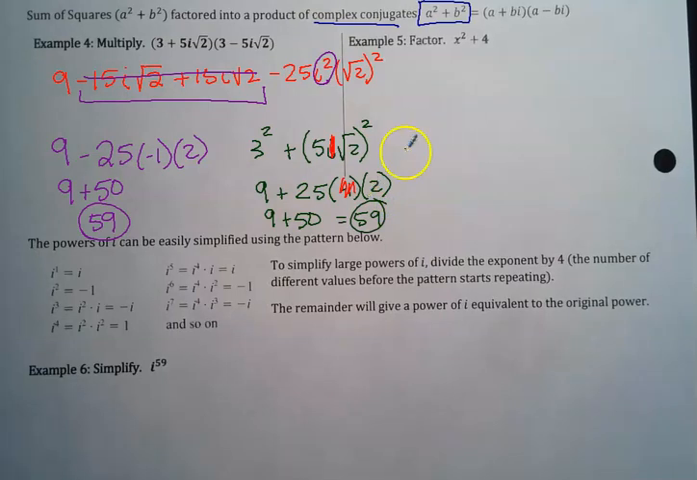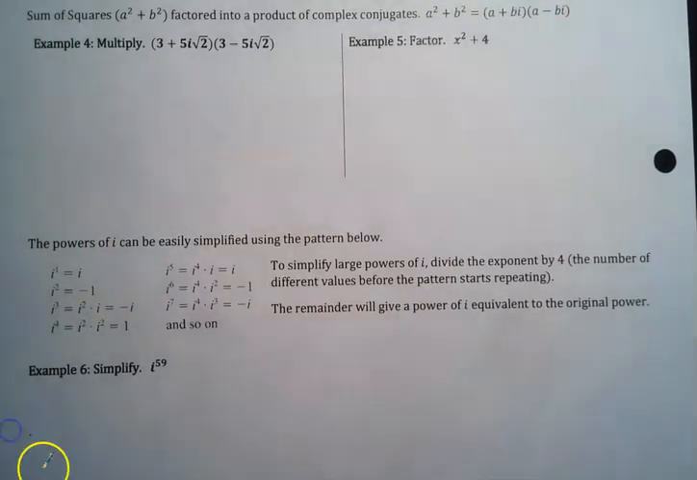All right, I'm going to have to erase a little bit there so I have some room to work my next one. So let's clear that. Okay, so let's look at example 5, where we're actually factoring this time. So we have x squared plus 4. Okay, so this is still a sum of squares, right? We see x is squared, 4 is a perfect square. Okay, so we would break this down into a plus bi. So this x is our a value, 4 is our b value?